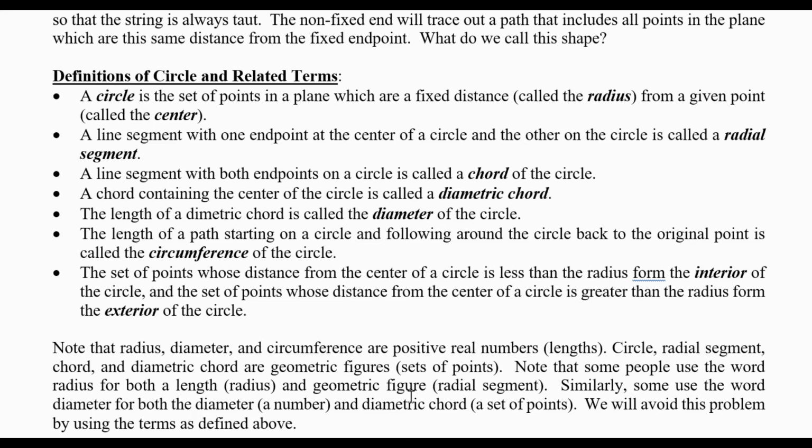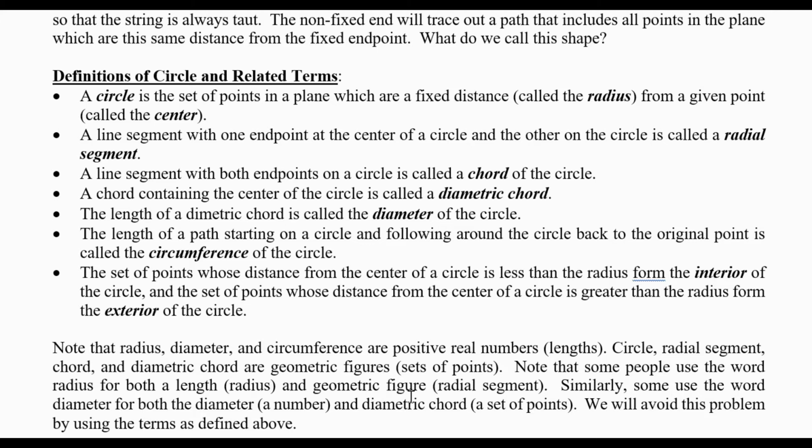So once again, a circle is a set of points in a plane which are a fixed distance from a given point. A line segment with one endpoint on the circle and the other endpoint at the center of the circle is called a radial segment. So it goes from the center out to the circle itself. That's called a radial segment.